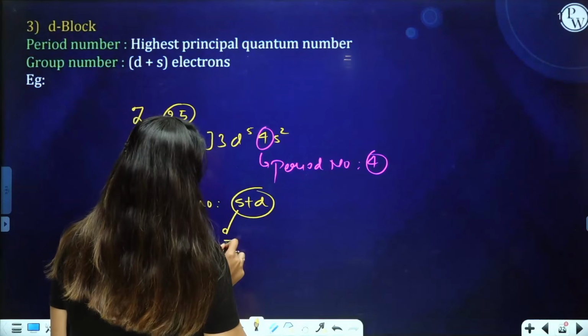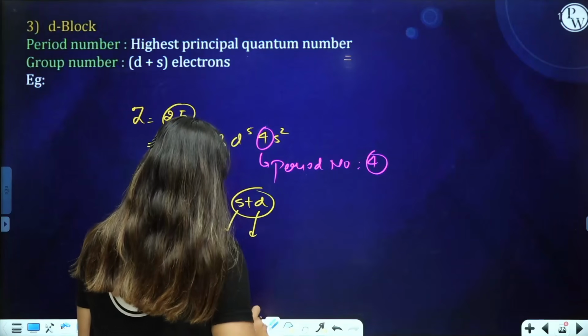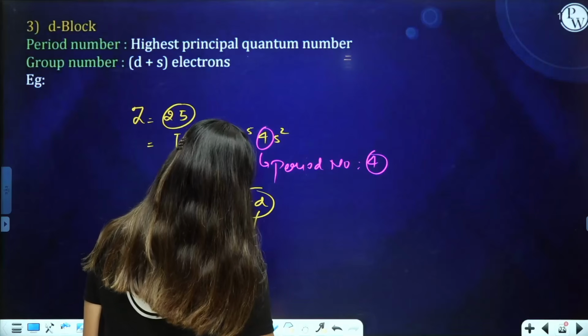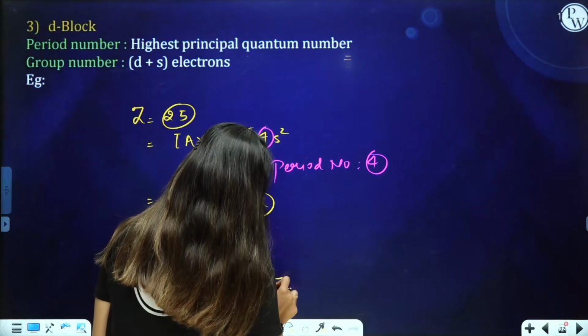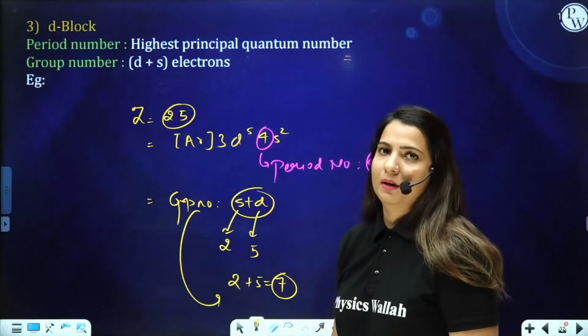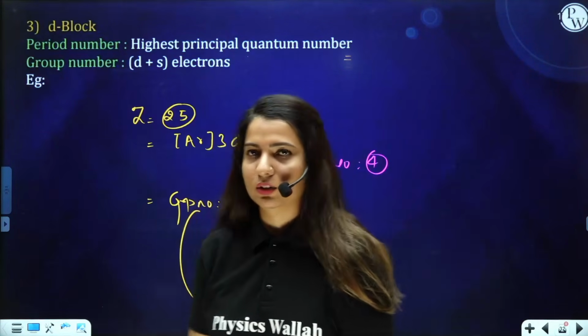How many s electrons are you having? 5. How many d electrons? No. How many s electrons are you having? 2. d electrons 5. So 2 plus 5 gives you 7, and that is your group number. 7 will be your group number. So you can easily calculate for the d, p, s. These are the rules.